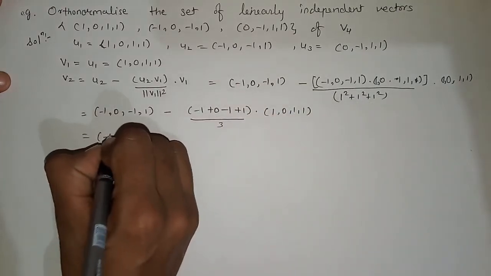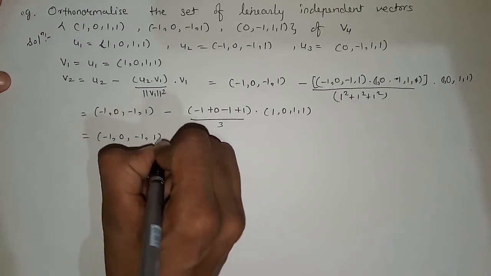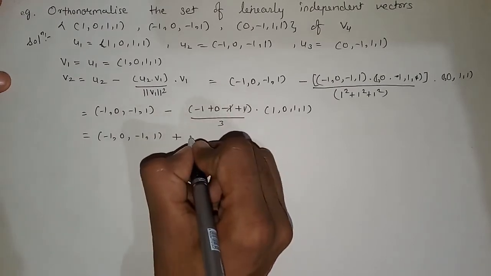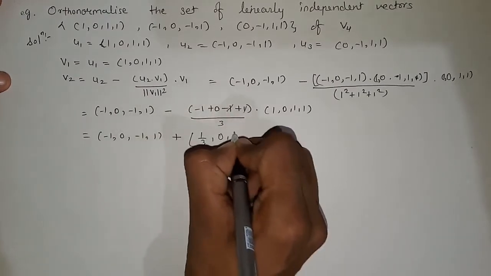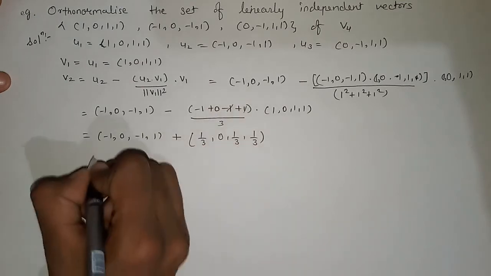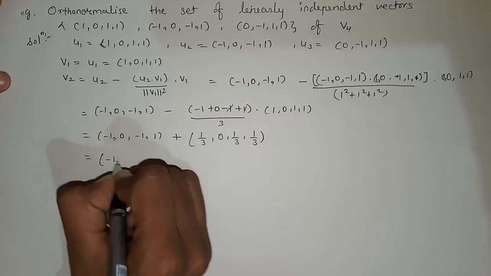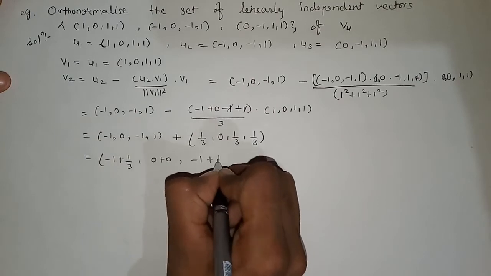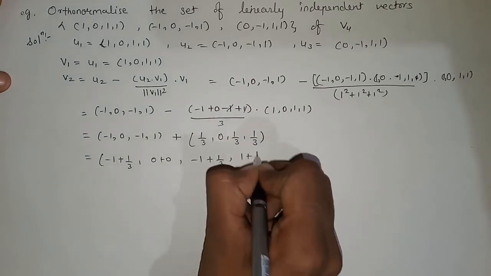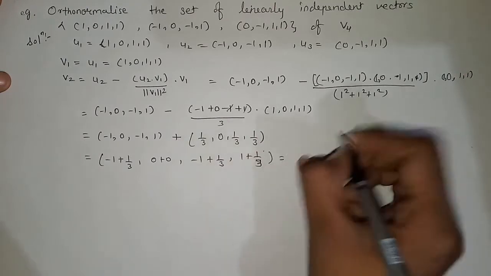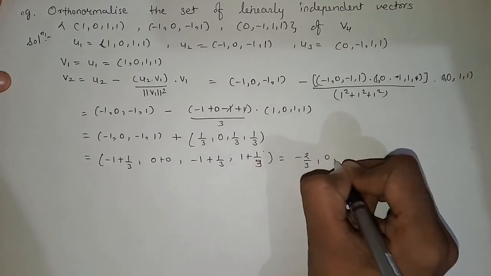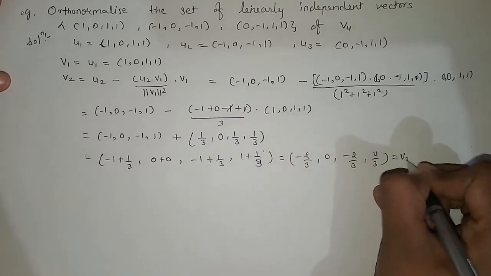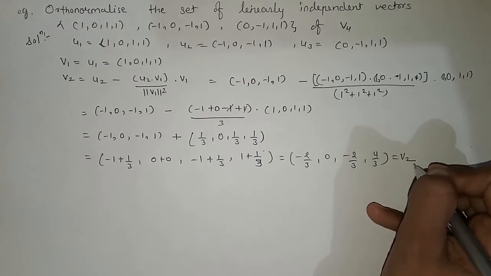So this becomes (-1, 0, -1, 1), minus, this minus gets cancelled, so minus becomes plus. So plus (1/3, 0, 1/3, 1/3). On calculating this we get (-1 plus 1/3, 0 plus 0, -1 plus 1/3, and 1 plus 1/3). So this is equal to (-2/3, 0, -2/3, 4/3). So this is V2. Now we have to calculate V3.